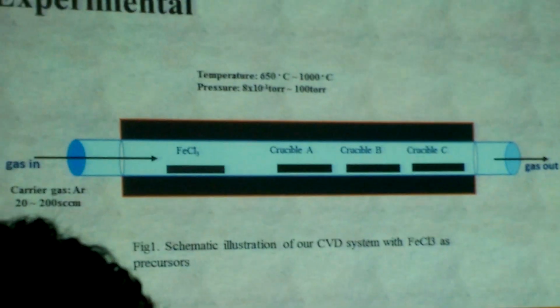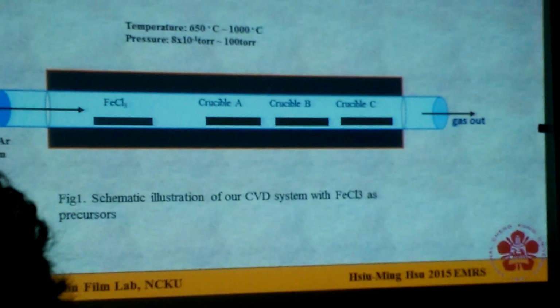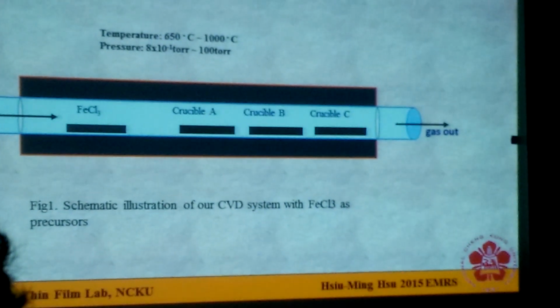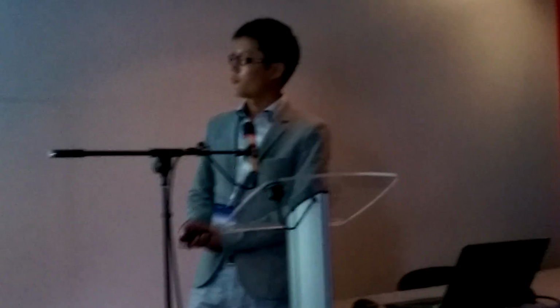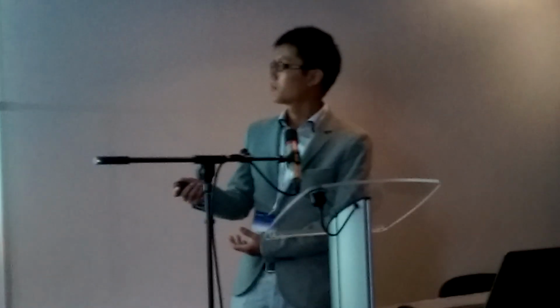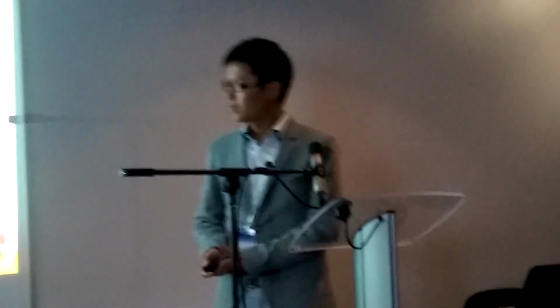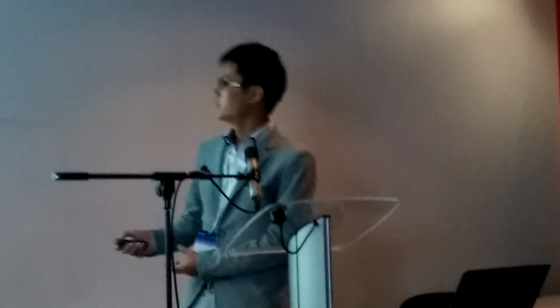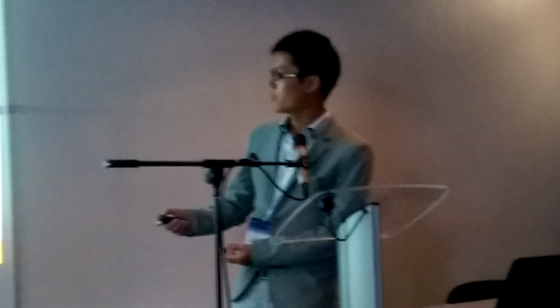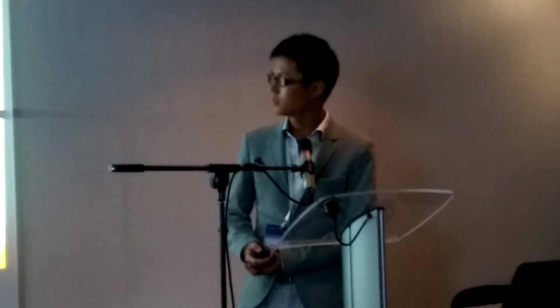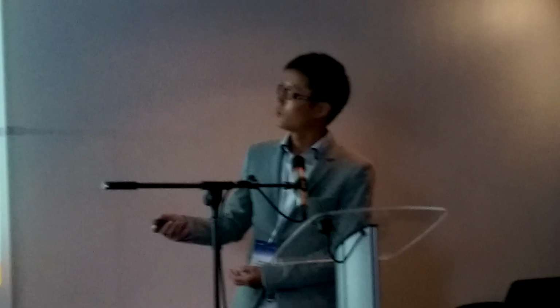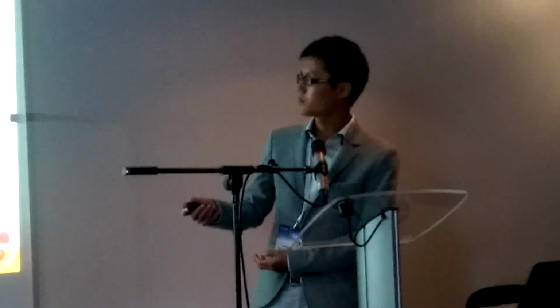Let's move on to our experiment. Figure 1 is the schematic illustration of our experimental procedures. It was carried out in a 3-zone furnace tube, and the substrate was silicon (100). The substrates were cleaned in acetone, isopropyl alcohol, and dilute hydrofluoric acid, and then put into crucibles A, B, and C. The precursor was iron chloride powder, and it was put in an aluminum boat at the upstream.